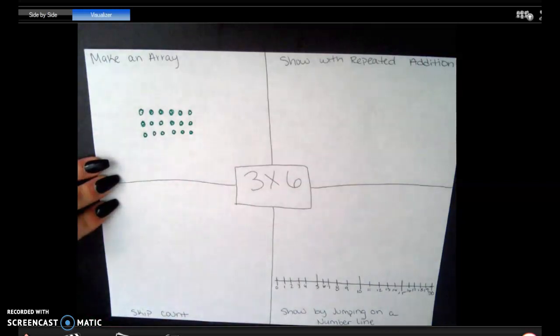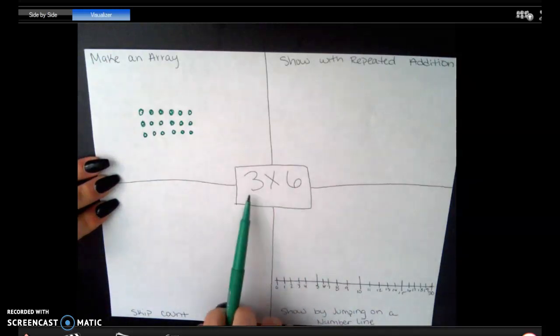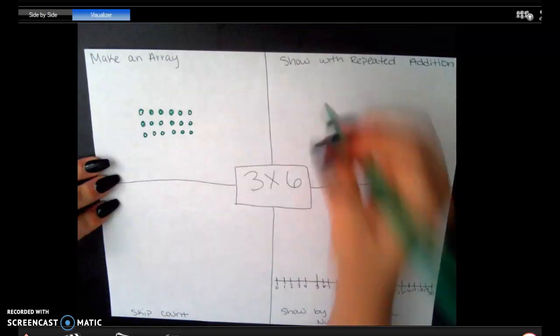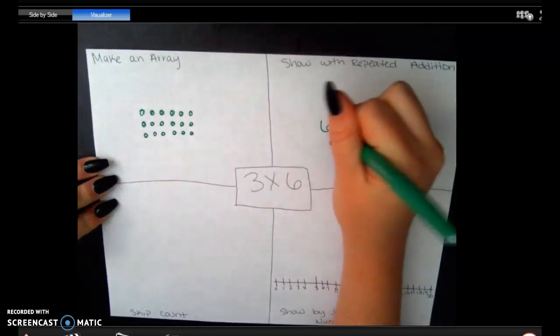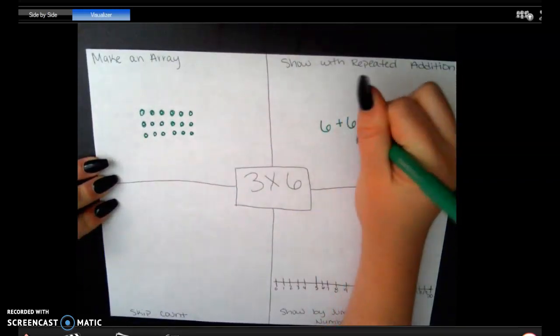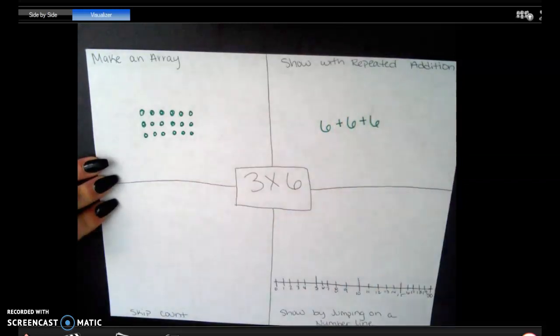Now, we're going to show it with repeated addition. This means that we're going to write out the number 6 3 times. 6 plus 6 plus 6.